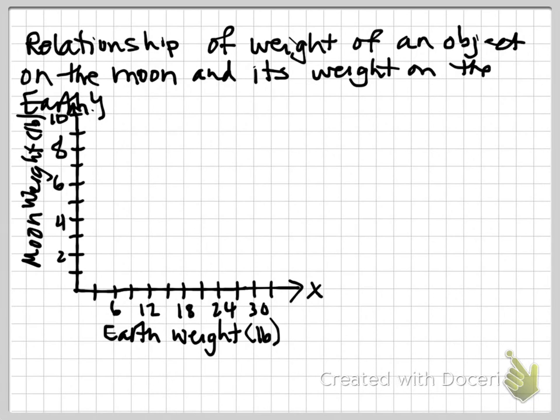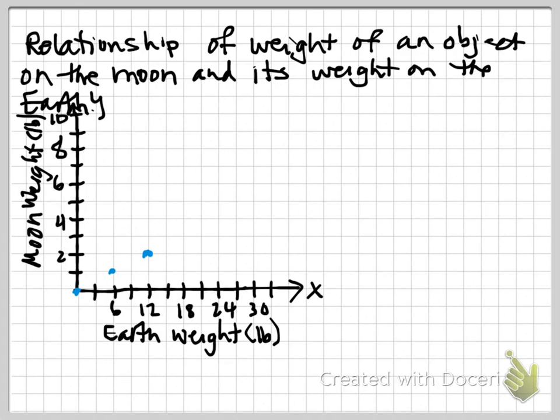So I'm going to color in some points that we're going to then take the values and stick into a chart. So I start at 0, 0, because if you don't weigh anything on Earth, you can't weigh anything on the moon. And then I'm going to go to 6 pounds on the Earth is the same as 1 pound on the moon. And I'm going to go to 12 pounds on the Earth is going to be the same thing as 2 pounds.